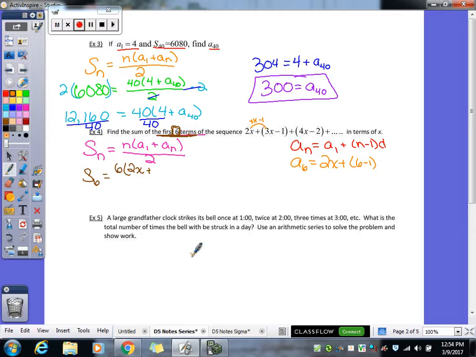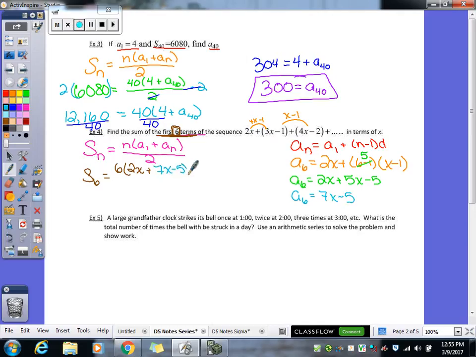Is that true for the next two? Is that plus x minus 1? Yes. So x minus 1 is our common difference. So the 6 minus 1 here, this turns into a 5 that I want to distribute. So I get 2x plus 5x minus 5. So our sixth term is what? 7x minus 5.